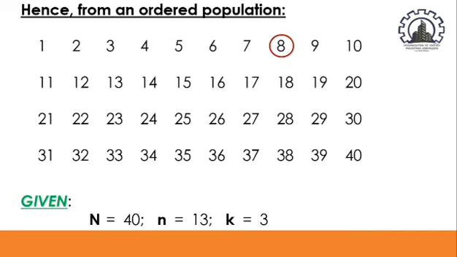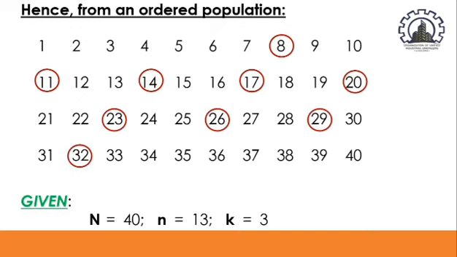Now, since our sampling interval is 3, that means we need to count 3 from student number 8. So if we count 3, 1, 2, 3, we will stop at student number 11. And so for that matter, we will select student number 11. And again, we will count 3: 1, 2, 3. So we will select student number 14, and then student 17, student 20, student 23, student 26, student 29, student 32, 35, 38, student 1, and student number 4.